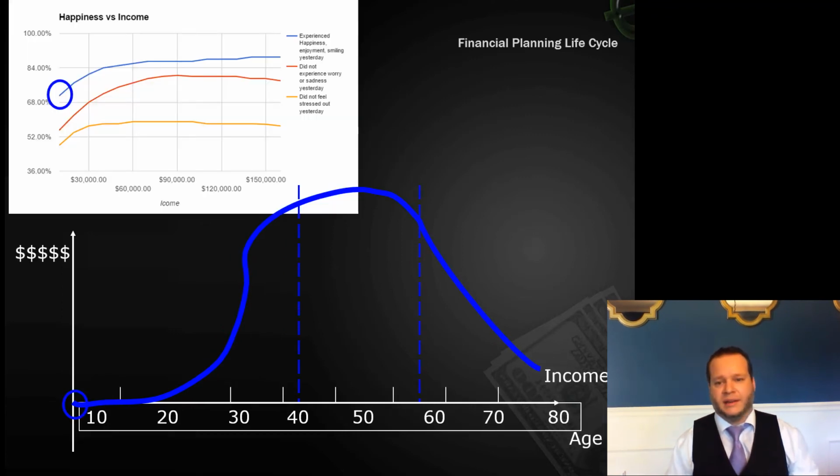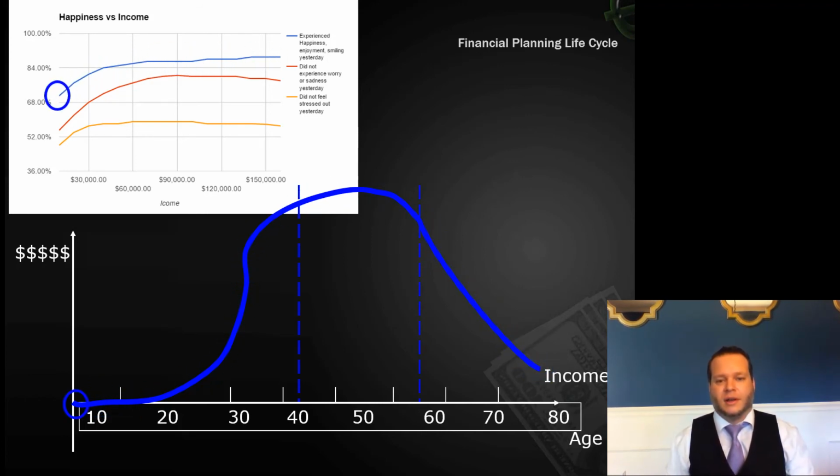So let's bring in our happiness versus income chart and see what happens as we move through our life. Now, in early life, you don't have a lot of money, so you're over here in the low income range and your happiness is lower. But as you move through your life, your income goes up, you move to the top ends on the right side of the income chart.